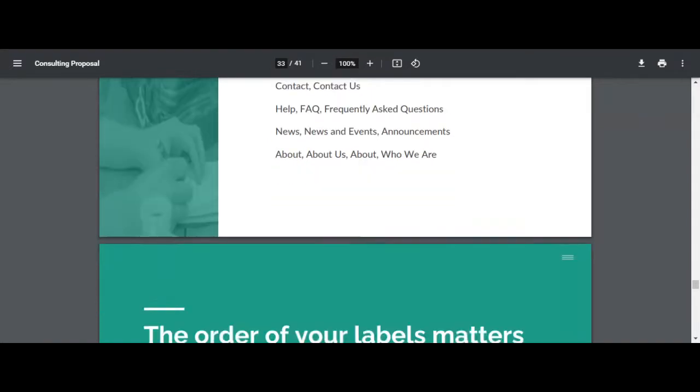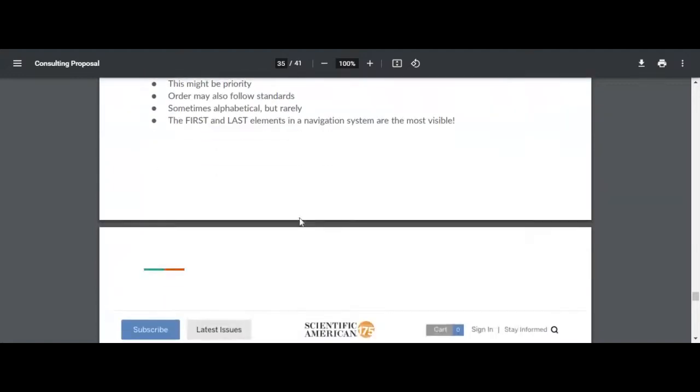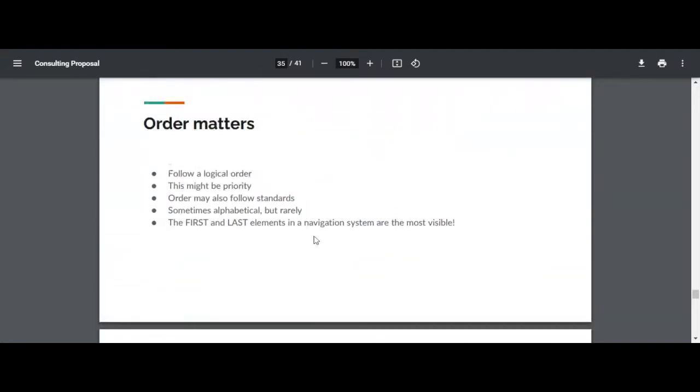So these are terms and sentences that we have seen. The order: in terms of what order you put the items in, you have multiple ways that you can order. You can try to follow a logical order if you want. Let's say that you are Air Miles and you want to do a logical order of your items on your main navigation.